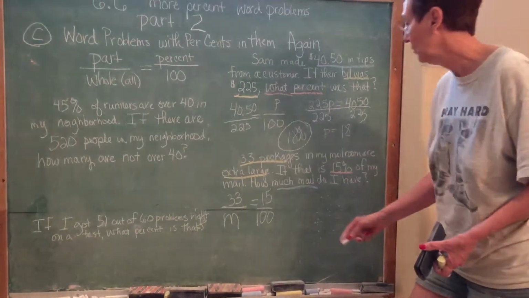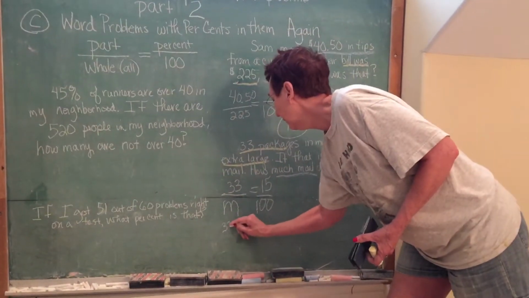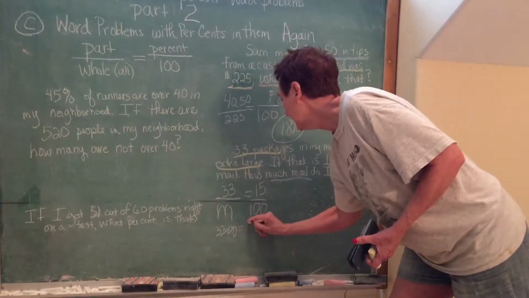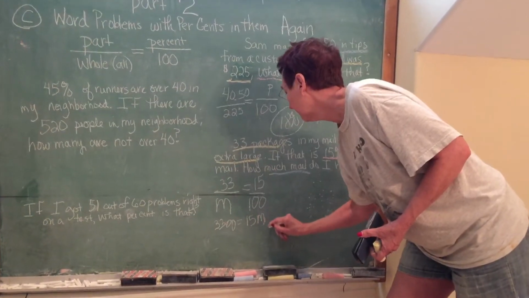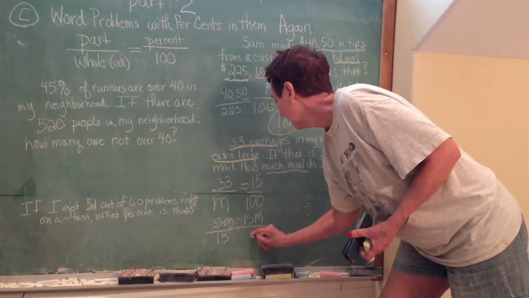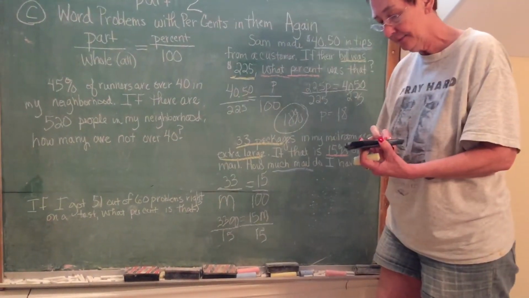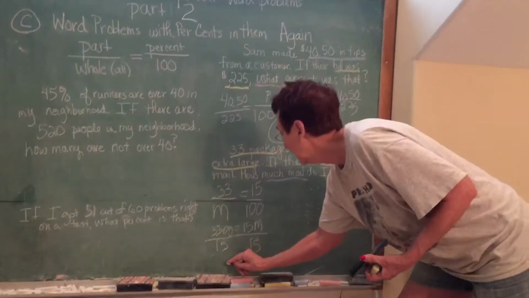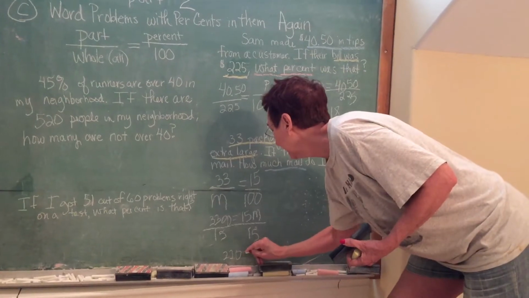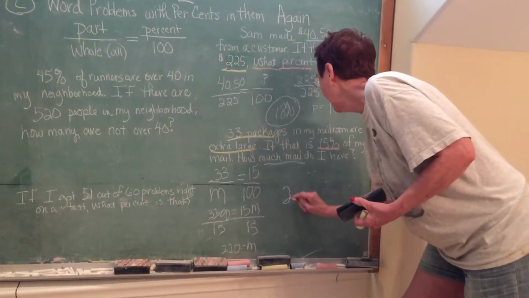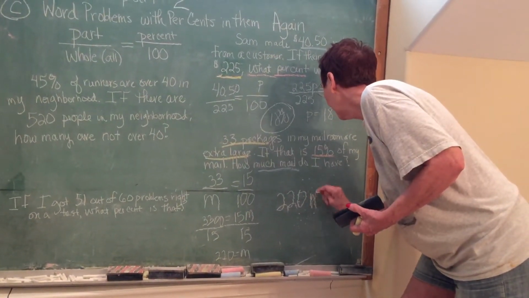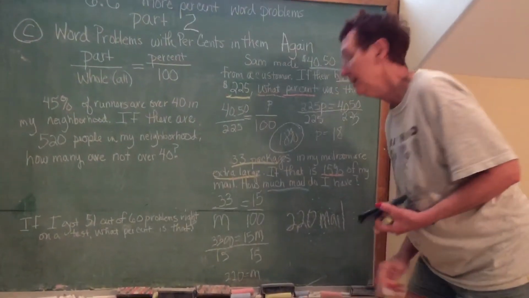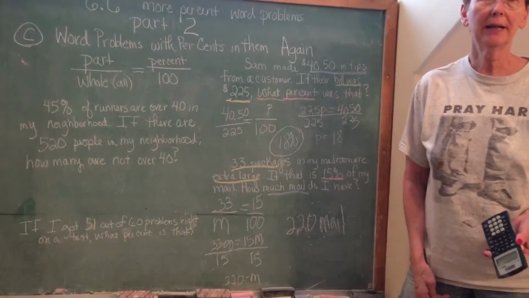When you cross multiply, you have 3,300 is equal to 15m. Divide by 15, and you get 220. So 220 is how much mail I have, 220 packages.